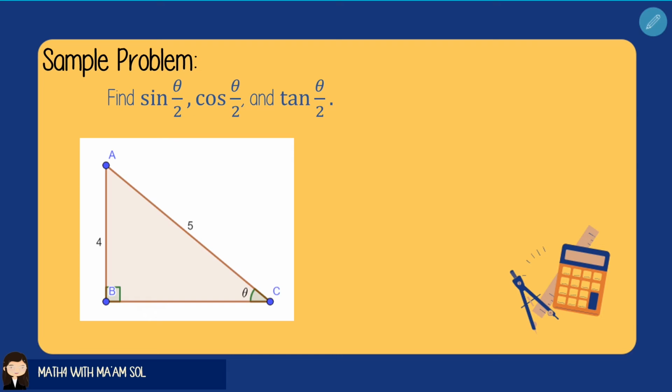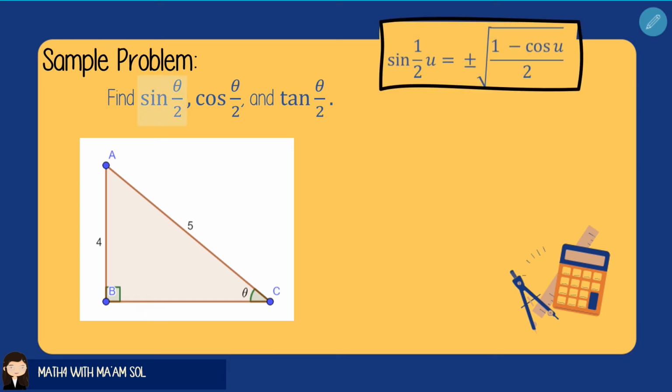Now we can solve for sine theta over 2. So again, in the formula, we know that sine of 1/2 u equals plus or minus the square root of 1 minus cosine u all over 2. But we're only going to take the positive because we are given here a triangle. So we have sine of theta over 2 equals the square root of 1 minus the cosine of theta, which is 3 over 5, all over 2.